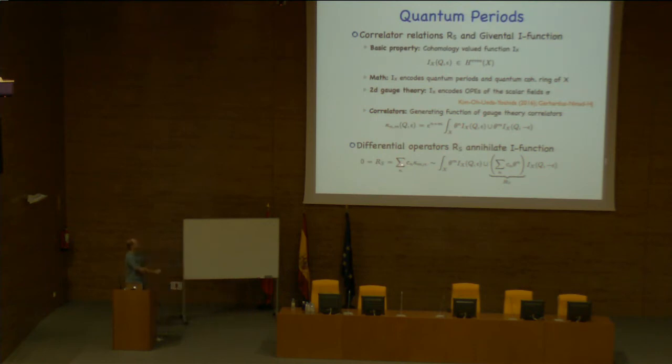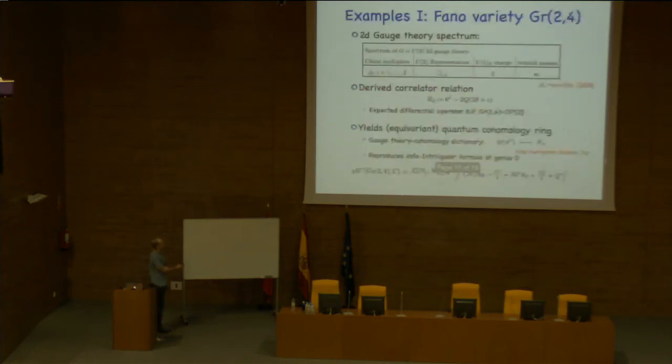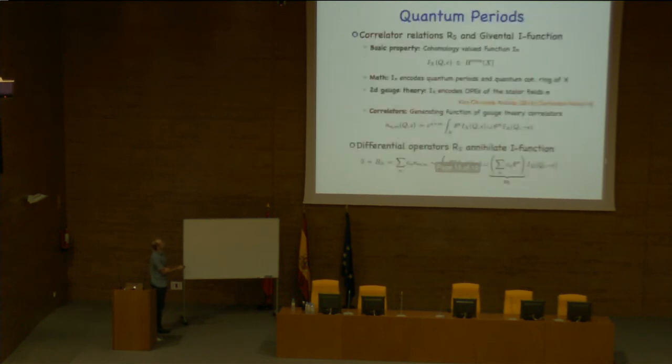So now we can take one of these correlator relations and essentially plug it into this relation. And what we find is that these differential operators are nothing else but the operators which annihilate the given I function. So these operators, or rather the solutions to these operators, encode the quantum periods more generally, or the quantum cohomology of these spaces.